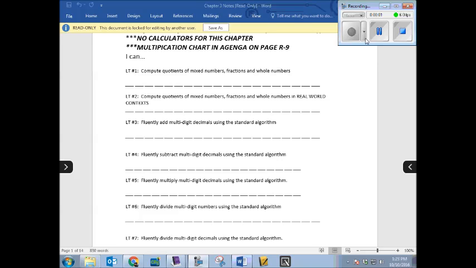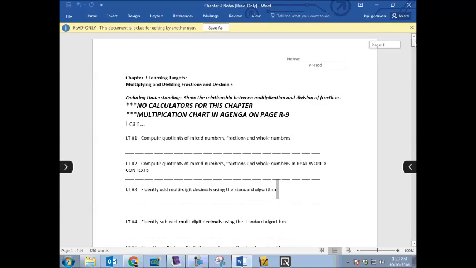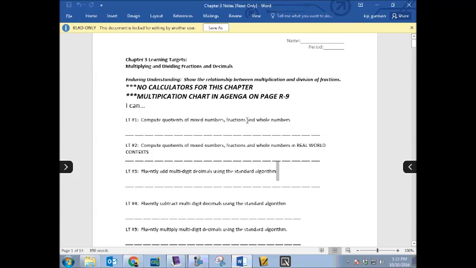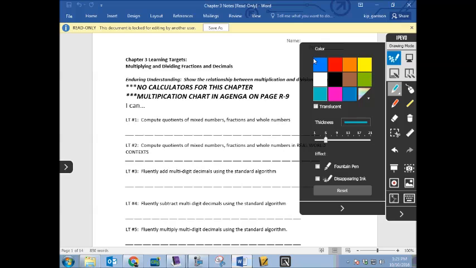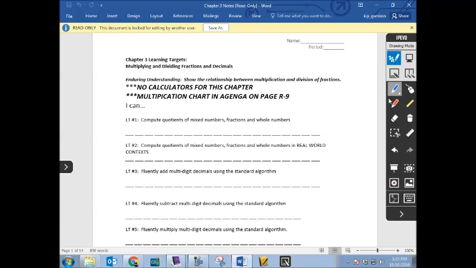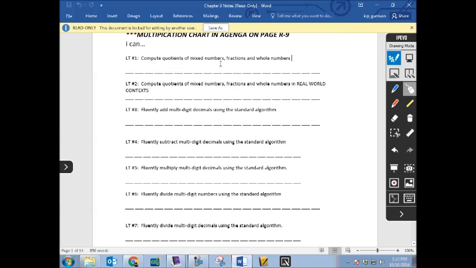All right, this is going to be the chapter 3, learning target number 2 video. At this point, we've worked on computing quotients of mixed numbers, fractions, and whole numbers, so we have that down, or at least should. If not, we need to continue practicing with that. But just remember, division is just multiplication by the divisor's reciprocal. So we know that this is going to be the same thing.